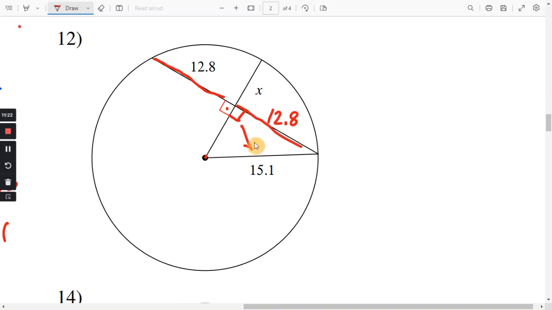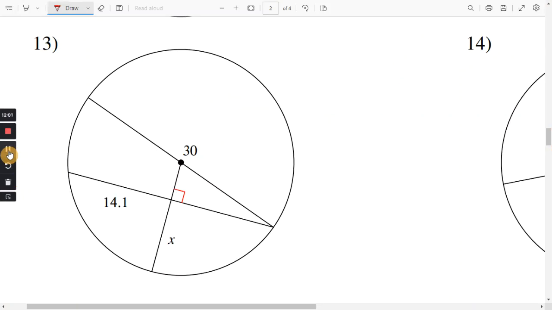Go across from your right angle, that's C. The other 2 sides are A and B. I'm going to let this equal A. I'll let the 12.8 equal B. All right, use Pythagorean theorem to solve for A. And then at the end, you're going to have this as a radius. A plus X is going to equal 15.1. Okay, but you can solve for A from this right triangle here and then complete this equation and you have X.